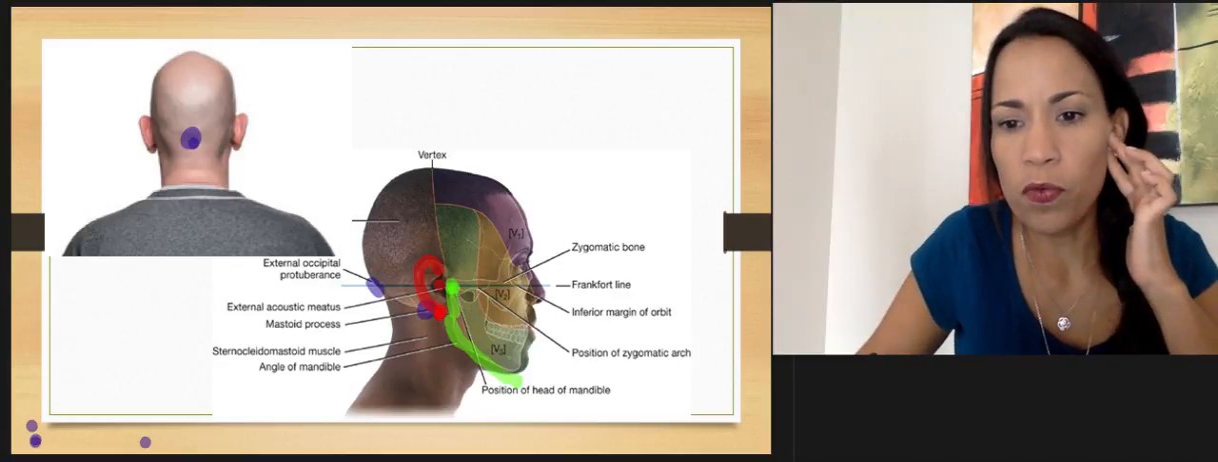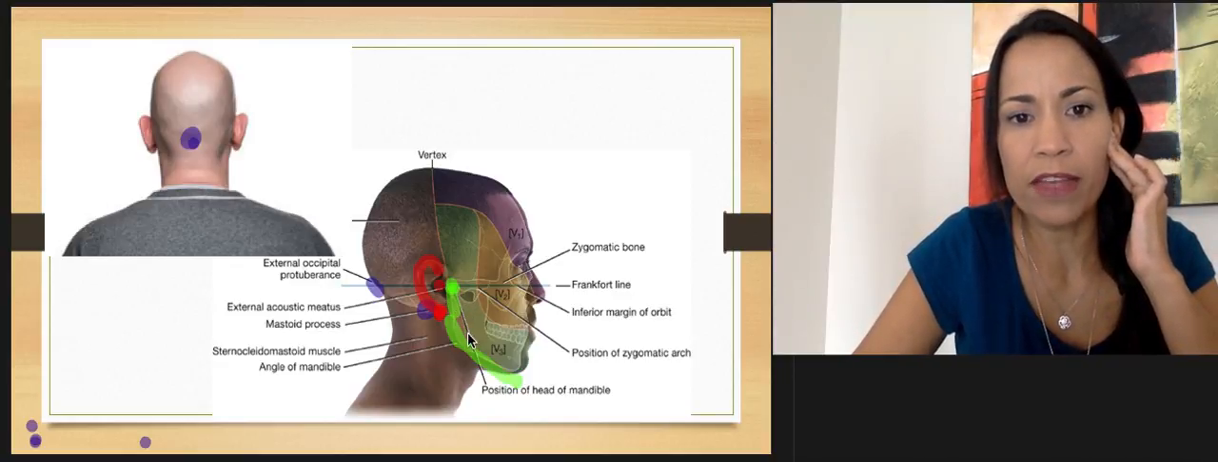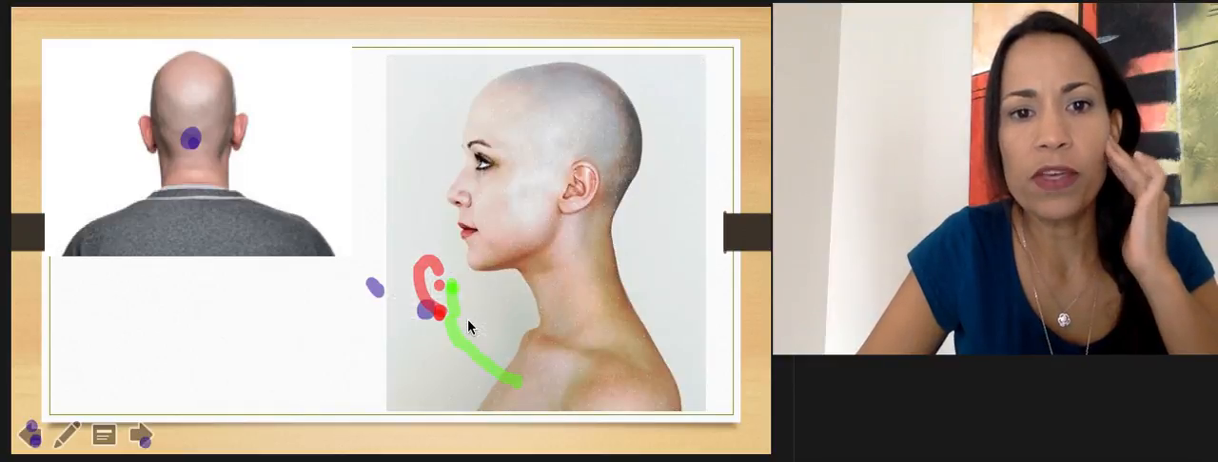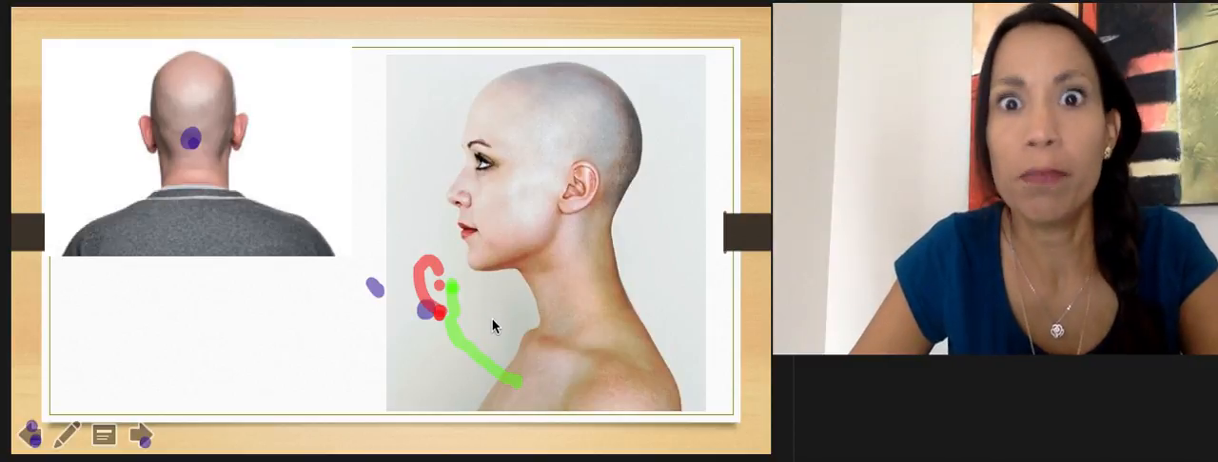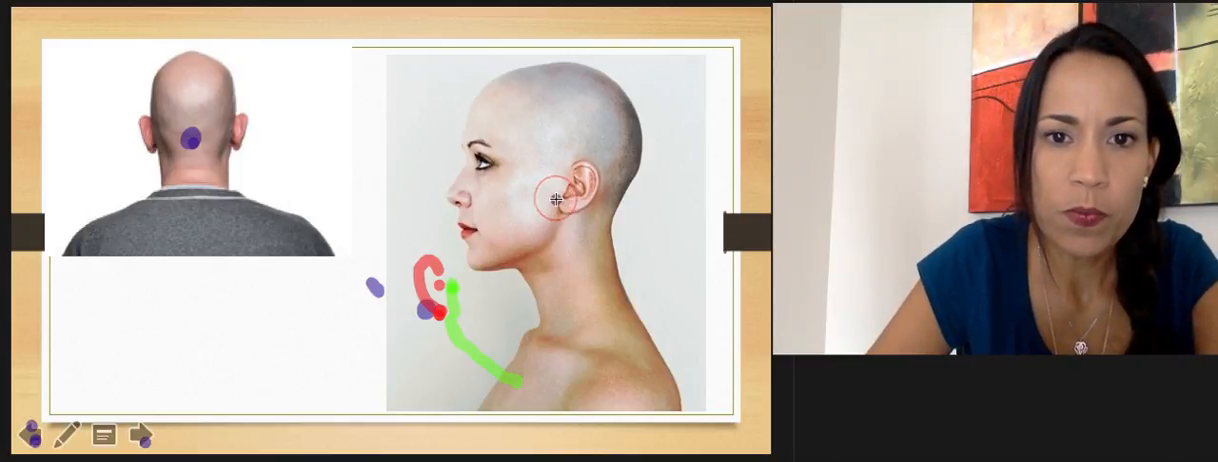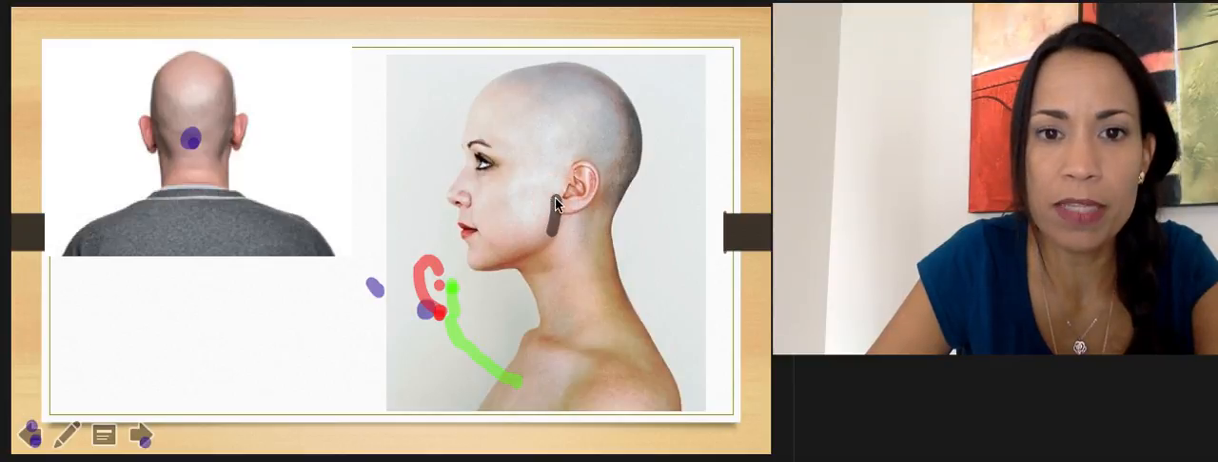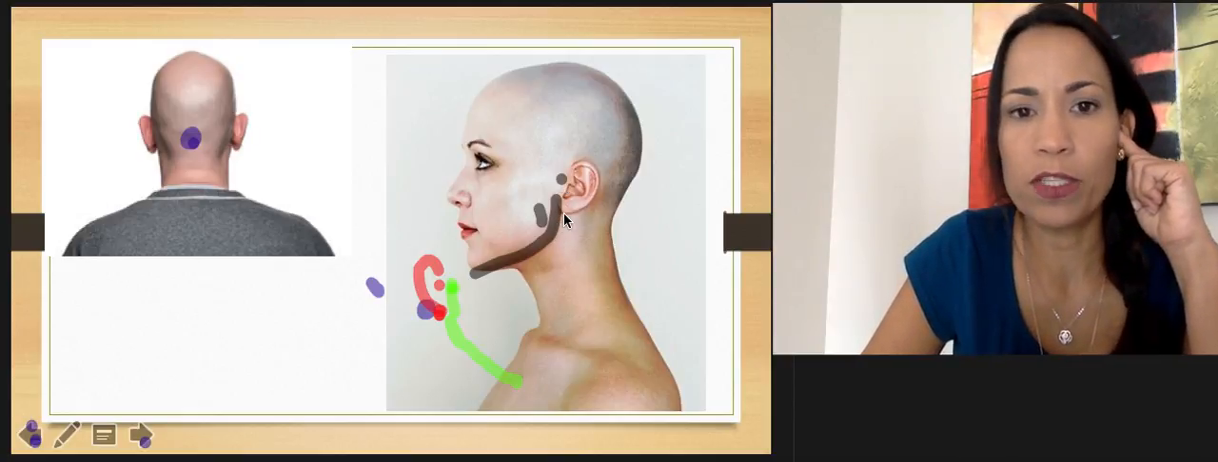So ramus, angle, and body. And when you contract this muscle, elevate your mandible, you're going to feel right in here your masseter muscle. In this pretty lady, also the same thing. We can see here the ramus of the mandible, the angle, and the body of the mandible. Right in here is where the masseter muscle is, and right at this point is where we can feel the temporomandibular joint.